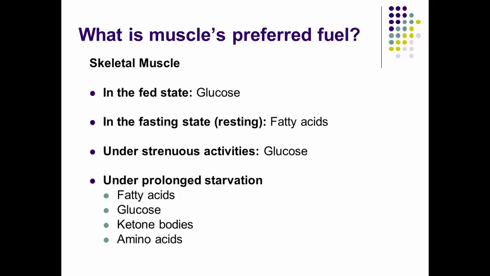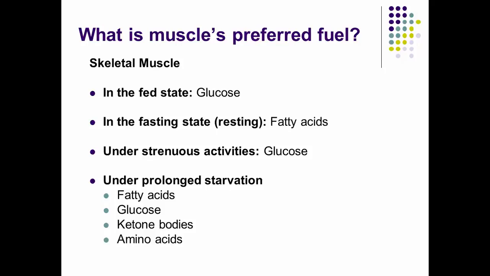Okay, so now specifically we talk about what the preferred fuel is for the skeletal muscle. In the fed condition, we know muscle prefers to utilize glucose for energy, right? Glucose is the preferred fuel in the fed condition in skeletal muscle. And during fasting, fatty acids are the preferred fuel in the skeletal muscle. We know that 85% of energy is provided by fatty acids during the fasting condition.